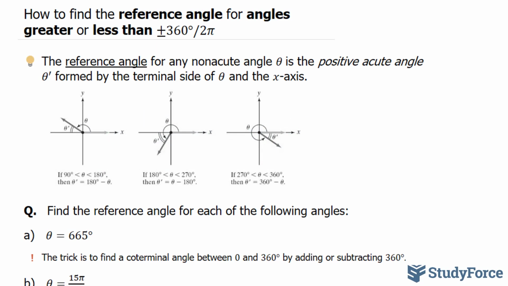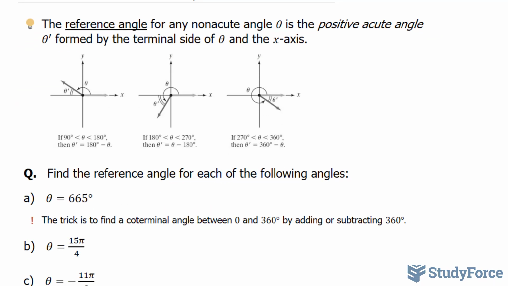In this lesson, I'll show you 3 examples on how to find the reference angle for angles greater or less than plus minus 360 degrees or 2 pi radians. Keep in mind that the reference angle for any non-acute angle, meaning an angle greater than 90 degrees, is the positive acute angle, which we denote as theta prime, formed by the terminal side of theta and the x-axis.